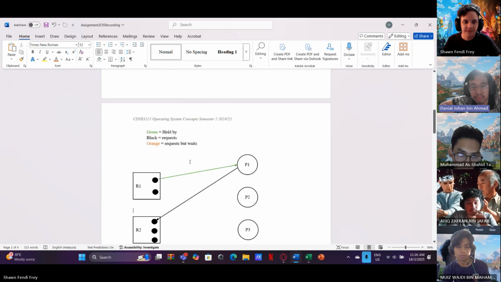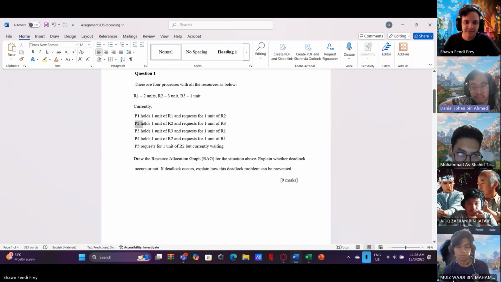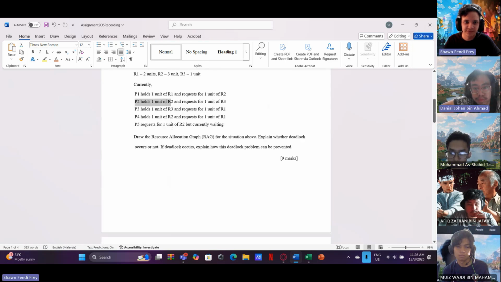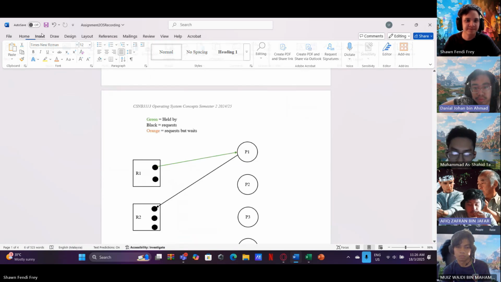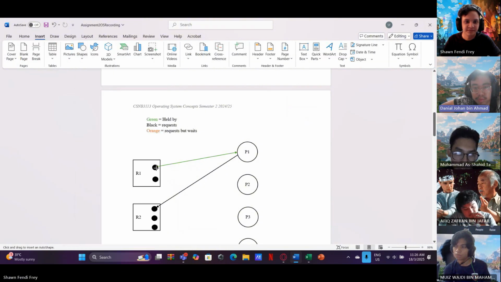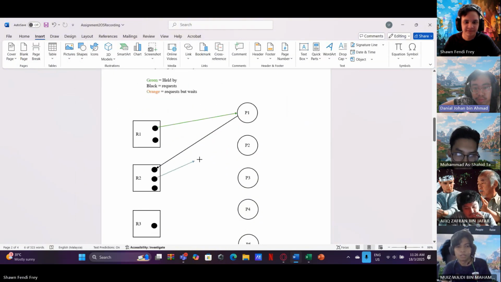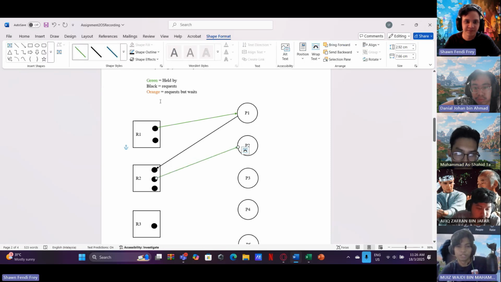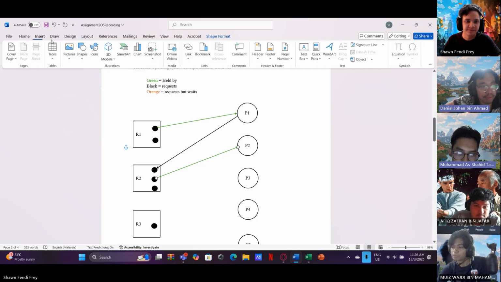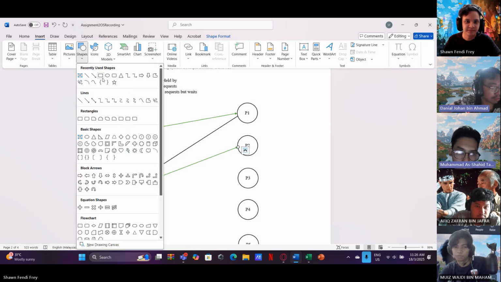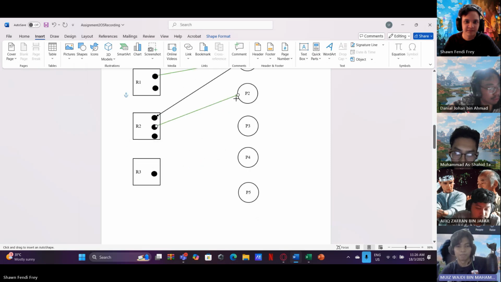Right. And second, R2 to P2. Then P2 to P3, the green one. Then P2 to R3, with the black color.